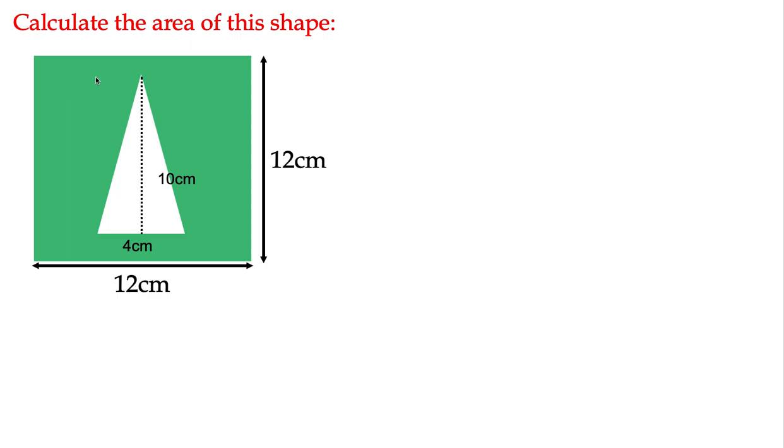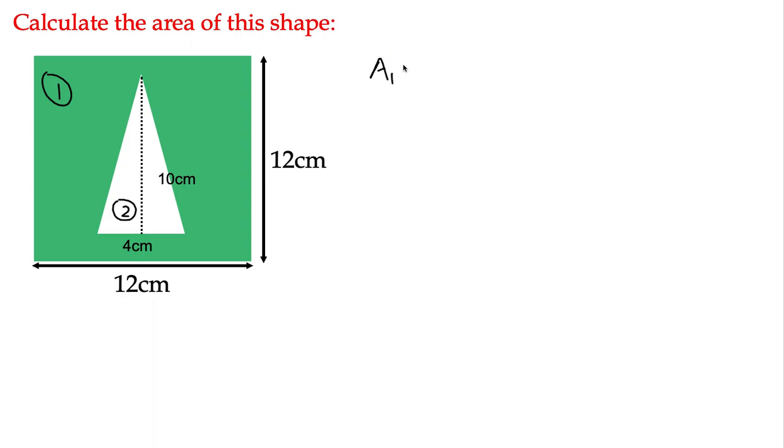So the usual protocol, the usual method that I'm asking you to do is to identify specific shapes that you can work out the area for and label them on your diagram. So you copy out that diagram, put all the information in. I'm going to call the green square without the hole in it shape 1. I'm going to call the triangle here shape 2.